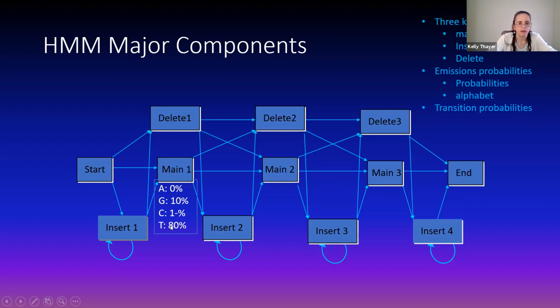And then we will also have the transition probabilities, which are going to be the probabilities to traverse from, for example, the main one state to delete main two or insert two state, and so forth for all the arrows. So this just gives you an idea of what hidden Markov models look like and how they might work. We'll talk about this in more detail as we step through some of the mechanistic parts of the talk.